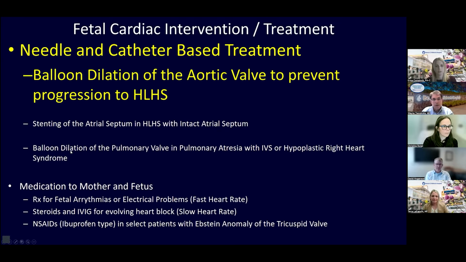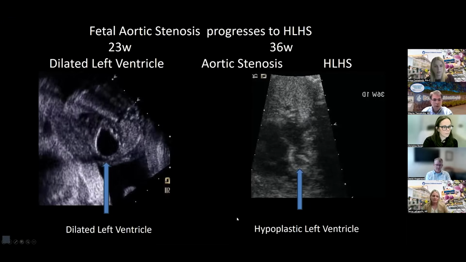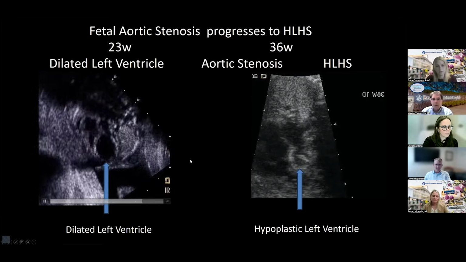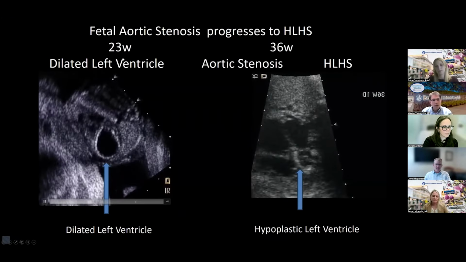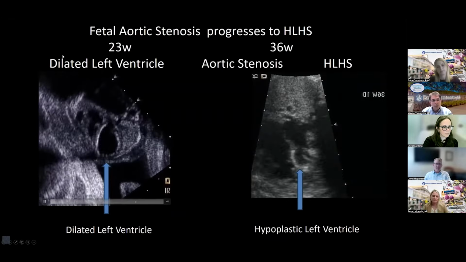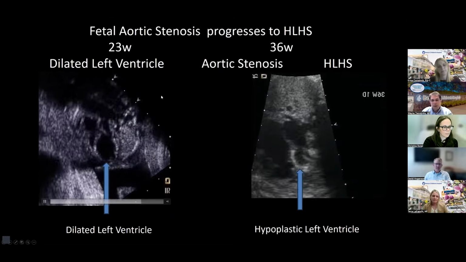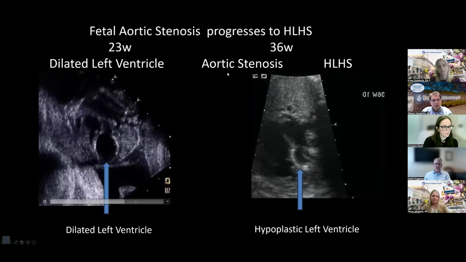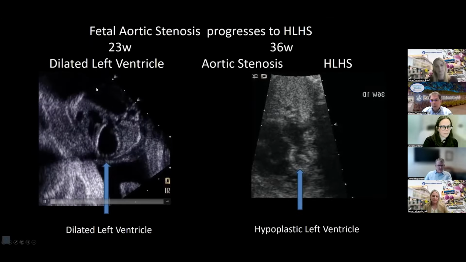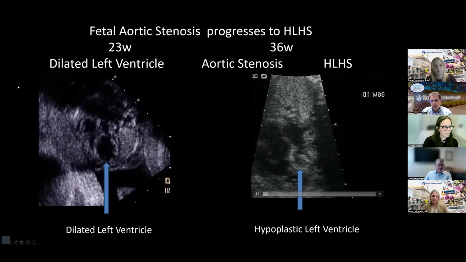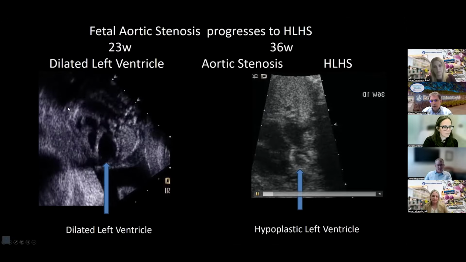But I'm going to really focus on needle and catheter-based therapy for aortic valve balloon dilation to prevent progression to hypoplastic left heart in a select group of patients. So some versions of hypoplastic left heart, and there are many different versions of hypoplastic left heart, start out where there's a blocked aortic valve and the left ventricle is enlarged or dilated. And if you leave these alone, eventually what happens is that the ventricle shrinks. So this would be at 23 weeks. When you get to late gestation, the ventricle has become small like this.